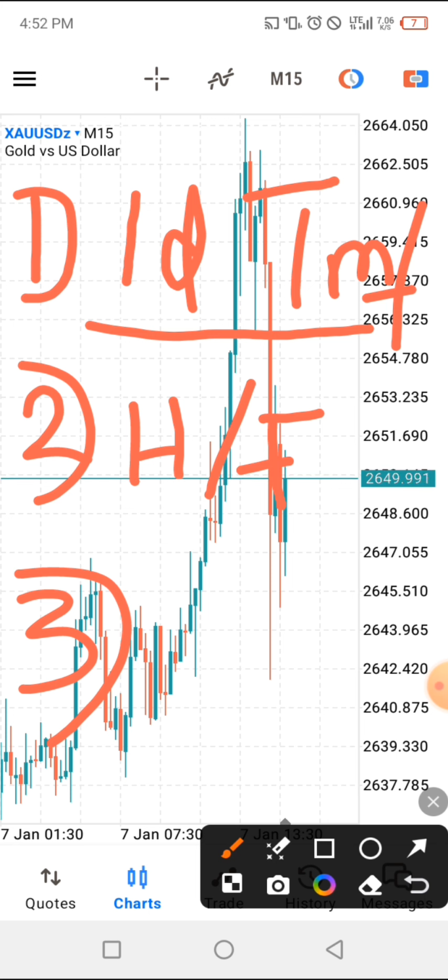Okay, this is just basic price action. This is just basic market structure. So check other videos in my channel, you'll find videos on how to identify market structures.